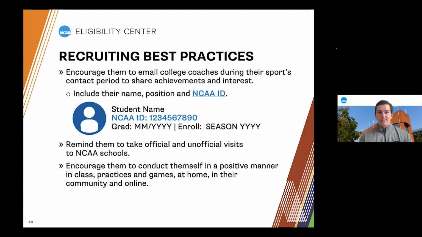More recruiting best practices: encourage them to email college coaches during their sport's contact period, share achievements and interest, and make sure they're including that NCAA ID number. Again, it's that 10-digit number that Ivory talked about. Make sure they include the year that they're graduating and the year that they plan to enroll. Remind them to take those official and unofficial visits, and encourage them to conduct themselves at all times in a positive manner in class, practices, games, at home, in their community, and very importantly, online. Coaches are checking those social media handles, and that is a big platform that they check first.